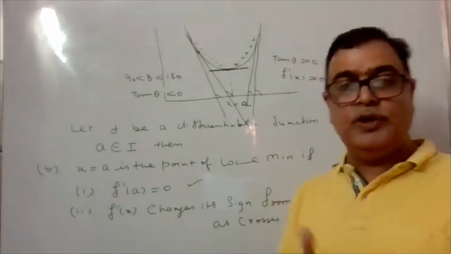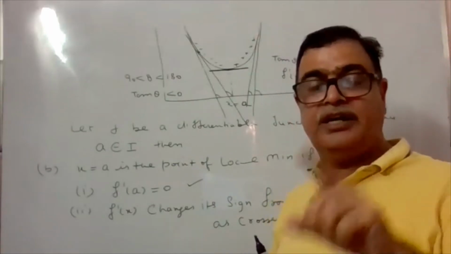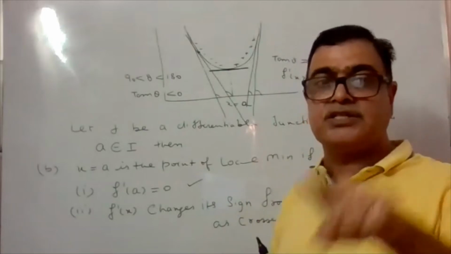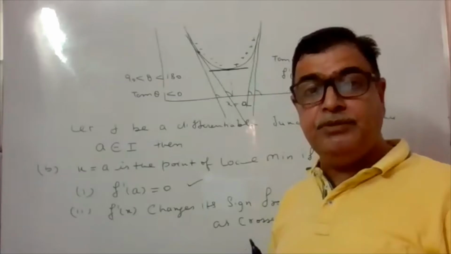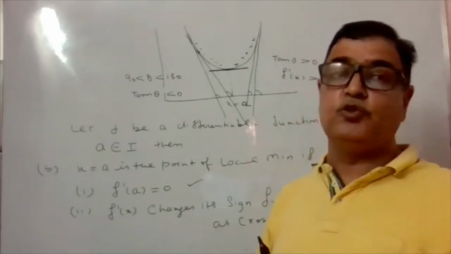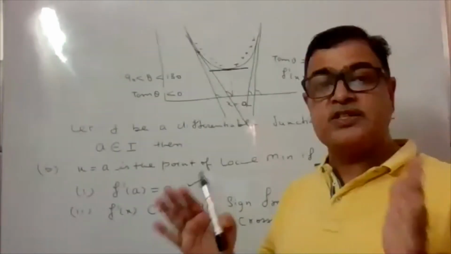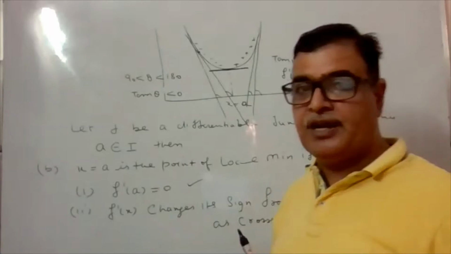So if x is equal to a is a point of local maximum, then f dash a should be 0, and the derivative should change its sign from positive to negative. And second, if it is a local minimum, then f dash a has to be 0, and the derivative should change its value from negative to positive. Then we will say it is a local minimum. So local maximum and local minimum, two things we have done.